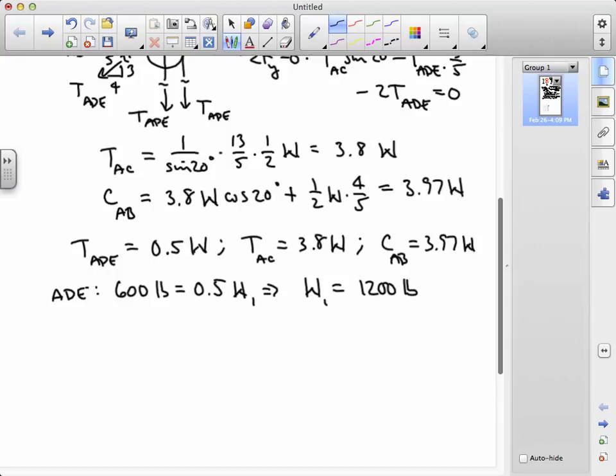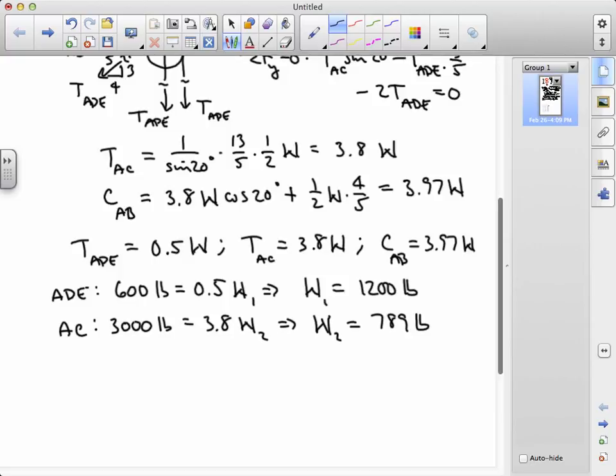For AC, the limiting tension is 3,000 pounds. We'll set that equal to 3.8 W2. And that gives us a second limit on weight, which is equal to 789 pounds.